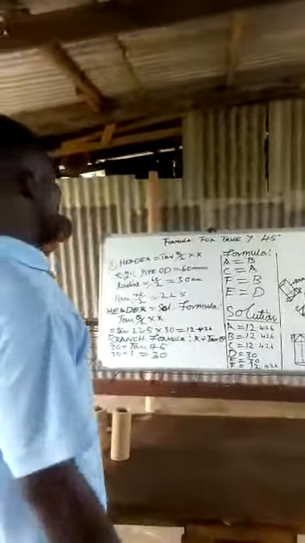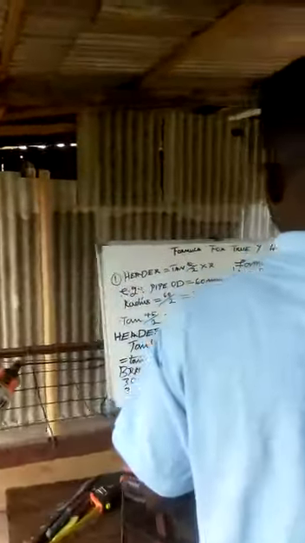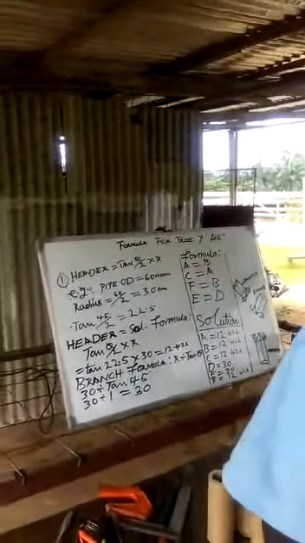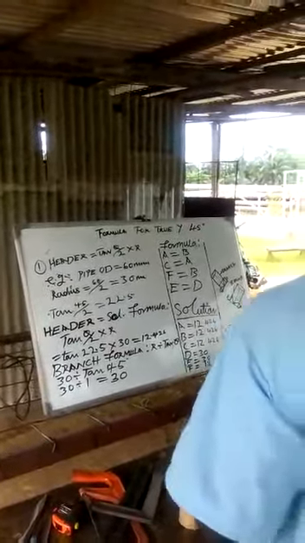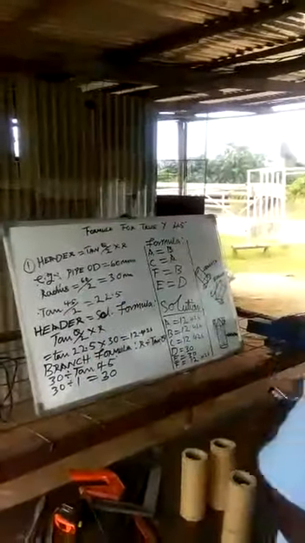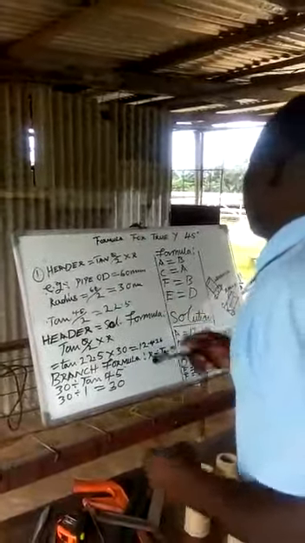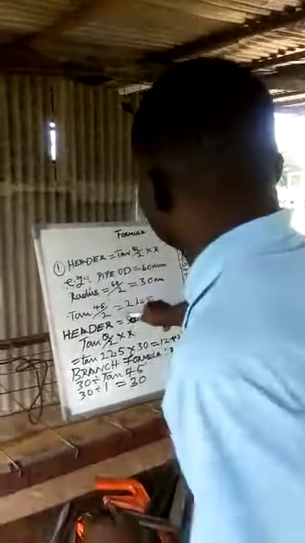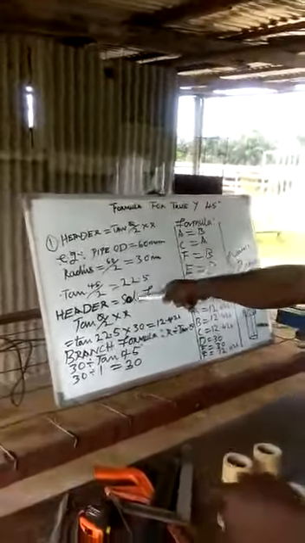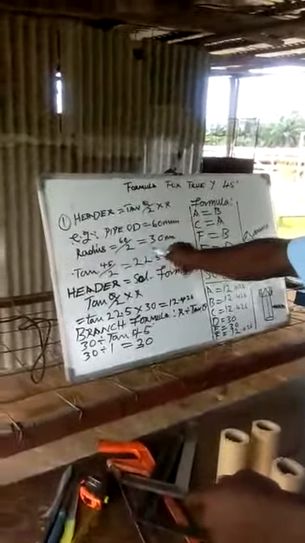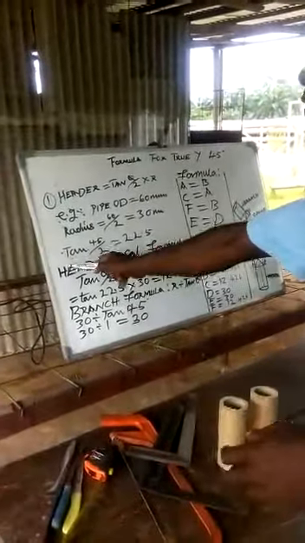As you can see on the board, the formula for the true wire header is tan theta divided by 2, times the radius. So, for example, the pipe OD equals 60 millimeters. The radius of the pipe is half of the OD, which is 60 divided by 2 equals 30. 30 becomes the radius. Now we move.